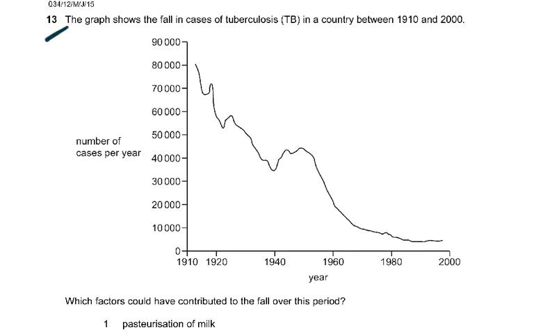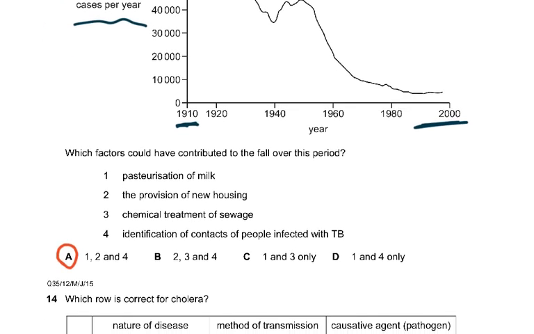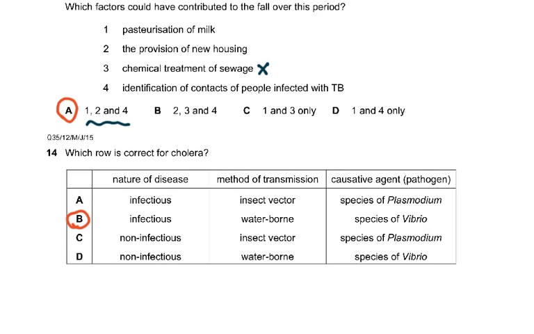The graph shows the fall in cases of tuberculosis in a country between 1910 and 2000. So you see this is 1910 and this is 2000, and the number of cases per year is falling. Which factors have contributed to the fall over this period? Pasteurization of milk, the provision of new housing, chemical treatment of sewage. Sewage has nothing to do with tuberculosis. Identification of contacts of people infected with TB. So it was 1, 2, and 4. Sewage has nothing to do with tuberculosis. Please remember that. That's cholera.